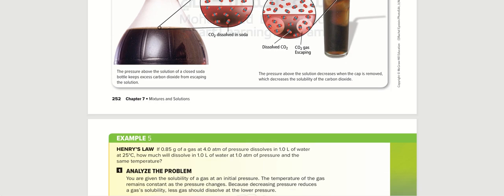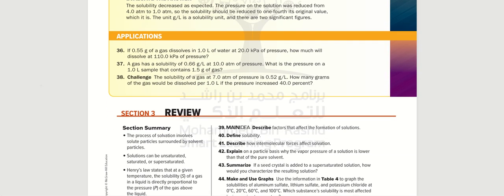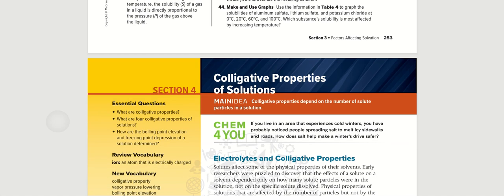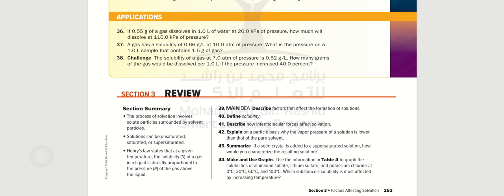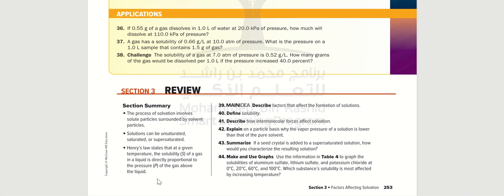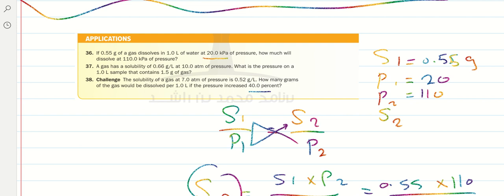So solubility and pressure are directly proportional. Increasing pressure, increasing solubility, and the opposite. This is Henry's law, and we have here some examples. Let's go and answer it, and this will be the last thing I'm going to answer with you, the questions. Previous exam question. Don't go anywhere, just wait with me.